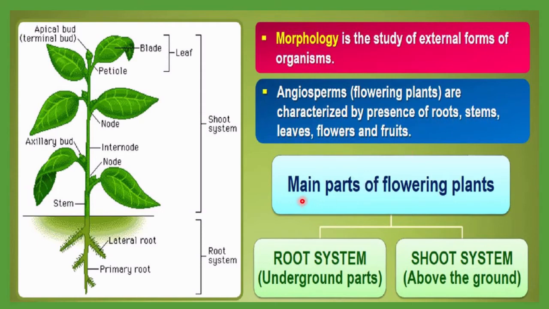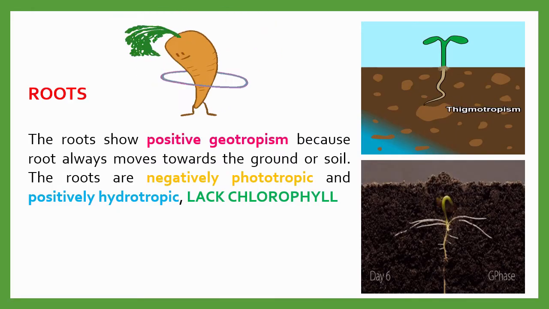Here you can see the main part of any flowering plant consists of two regions. The root system, that is the underground part, and the shoot system, outside of the ground, written here as above the ground. So two parts are there mainly in any flowering plant, root system and shoot system. One is underground and one is above ground. So today we are going to discuss roots.